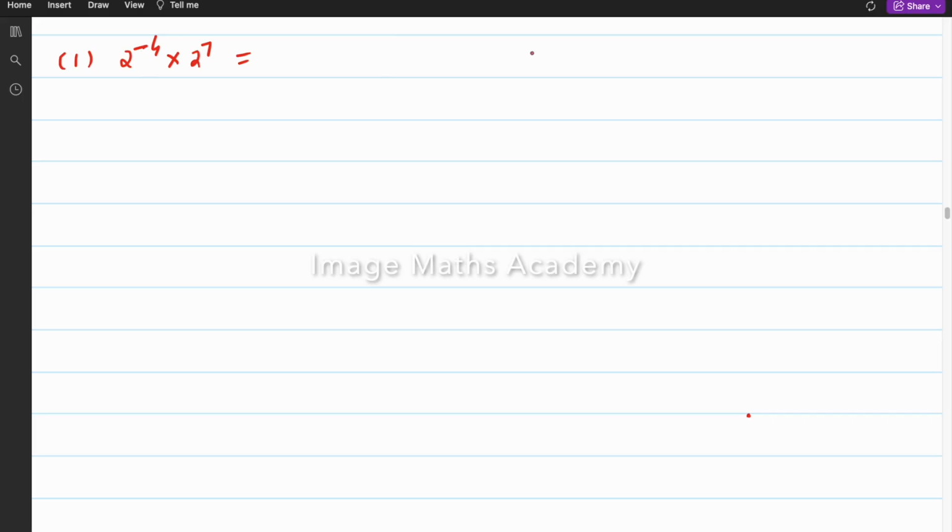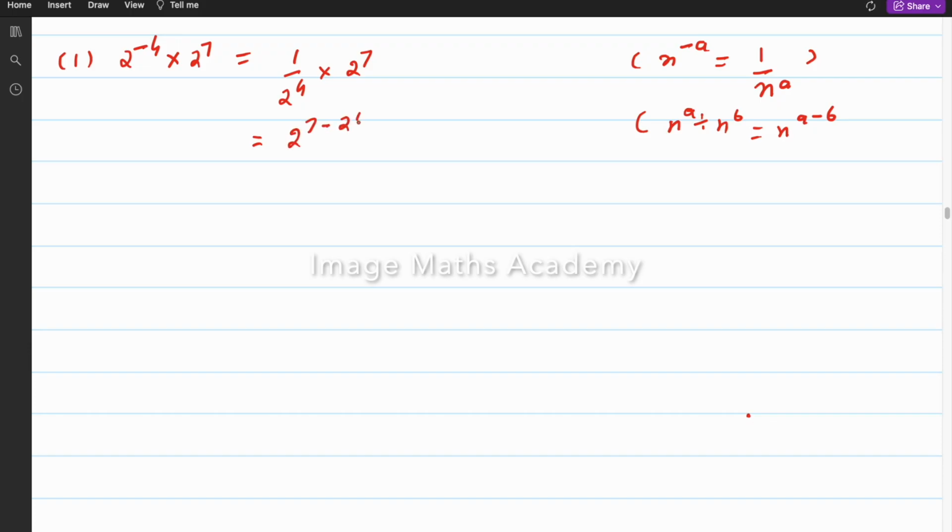So 2 to the power minus 4, using exponential form n to the power minus a is equal to 1 upon n to the power a, which is equal to 1 upon 2 to the power 4 multiplied by 2 to the power 7, equal to 2 to the power 7 minus 4, using n to the power a divided by n to the power b equal to n to the power a minus b, which is equal to 2 to the power 3. 7 minus 4 is 3.